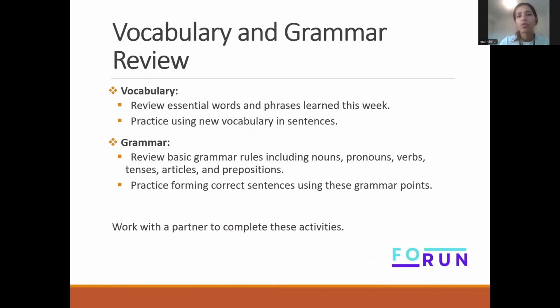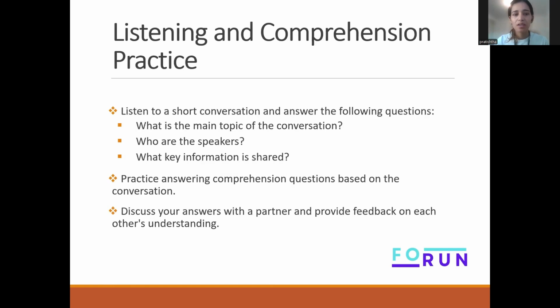So let's see vocabulary and grammar review. So we learned about different sets of what is there in the grammar part, right? And just note that these are the very basic things, which is your nouns, pronouns, verbs. You should have a basic idea of what these things are, right? If you don't know these basic stuff, chances are you will probably miss out on intermediate grammar, right? So forming correct sentences is really important by using these grammar points.